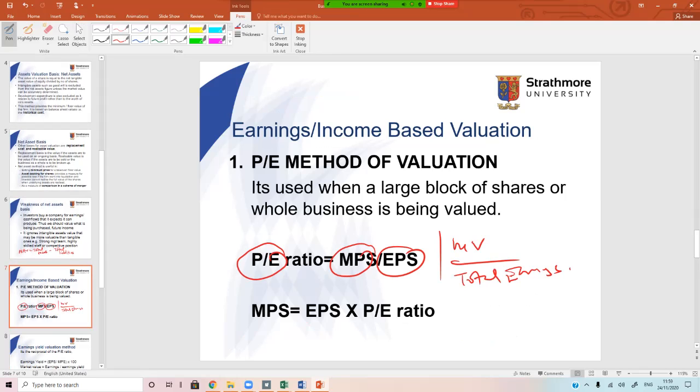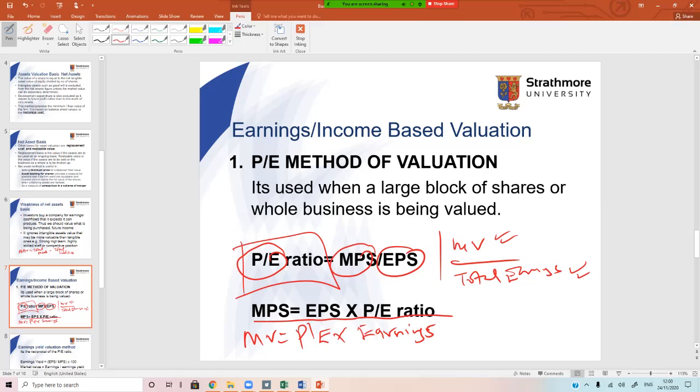If we have the earnings, we can use it to determine the market value of the company if we have the P/E ratio, because the market value will be equal to the P/E ratio times the company total earnings. If you want to do it on a per share basis, then MPS is earnings per share times the P/E ratio. They both give the company total value. Clear?